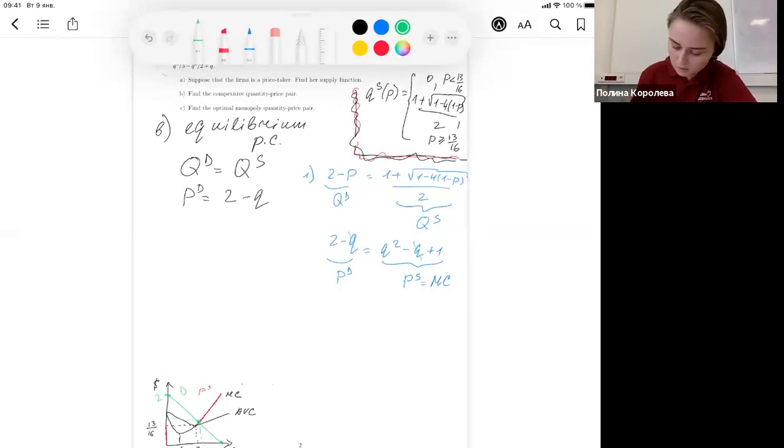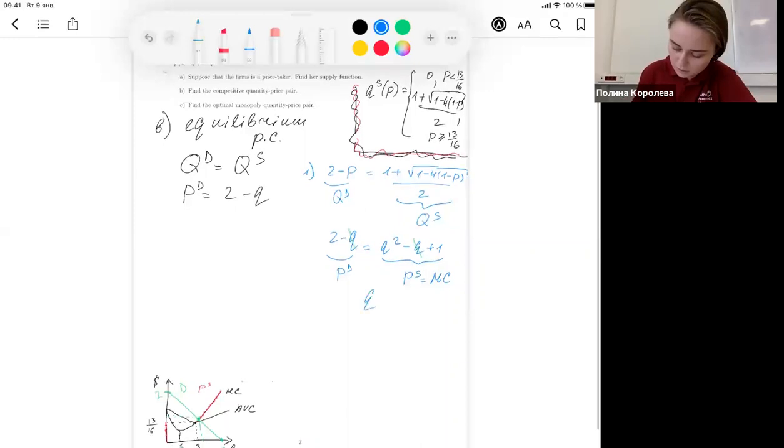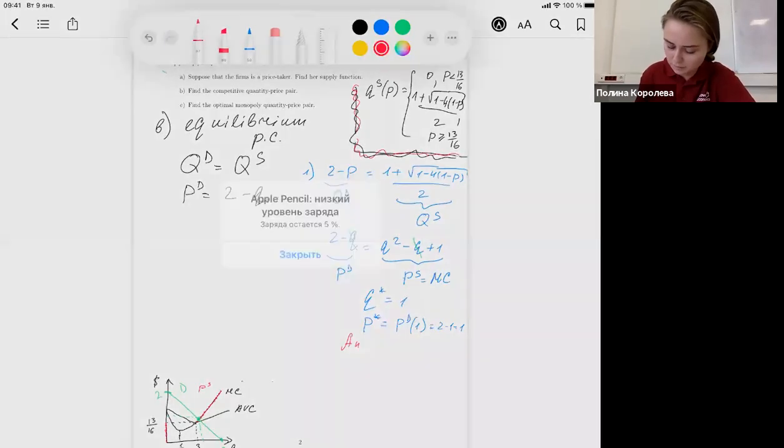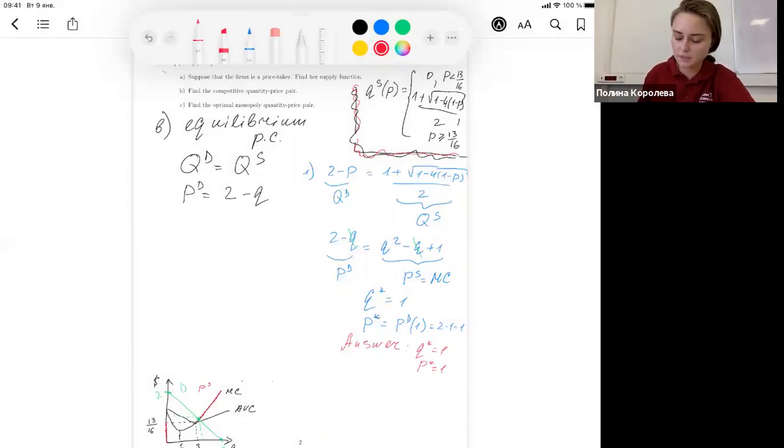Yes, and from here we see that Q will be equal to how much? Q square equals 1. Yes, so Q will be equal to 1. And the equilibrium price: putting 1 into the inverse demand, it will be equal to 2 minus 1 equals 1. So the answer for point B: Q equals 1, P equals 1. So this is the perfectly competitive equilibrium.